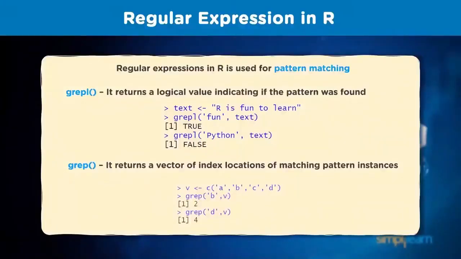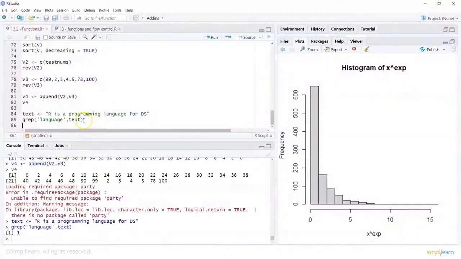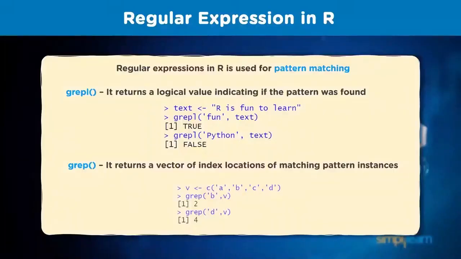So when I do a grep, I'm trying to find out if this was found in my element. So here I'm saying text and grep language. Similarly, I can also use one more function, which is finding out index positions. So I can also find out index positions by basically giving the vector, and here I can do a grep, pass in my vector a b c d. You are searching for b in your vector, and that tells you your b is at the index position 2, d is at the index position 4. So here we are using some regular expressions.